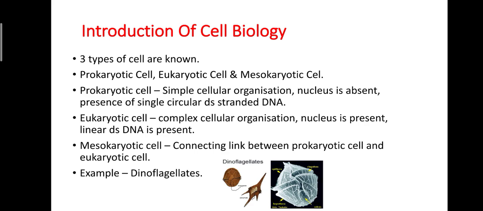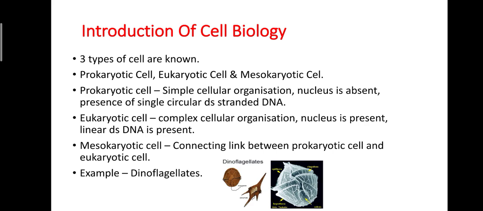And what is the example of mesokaryotic cell? Dinoflagellates, which are called marine algae. You can see the diagram of dinoflagellates, which is present in the slide. These dinoflagellates are called marine algae. They are called the chief producers of the marine ecosystem. And actually, these dinoflagellates belong to kingdom Protista, that is plant-like protist, but they show mesokaryotic cellular organization.